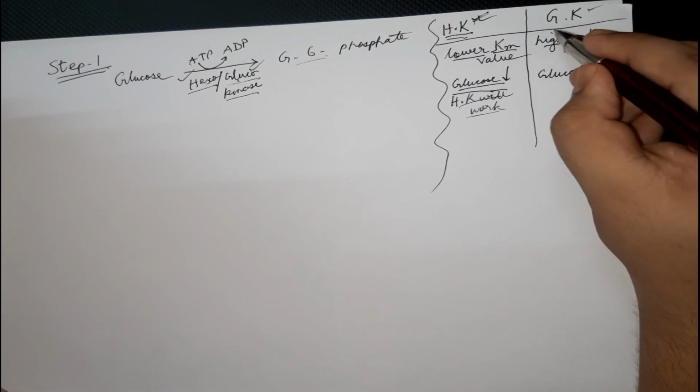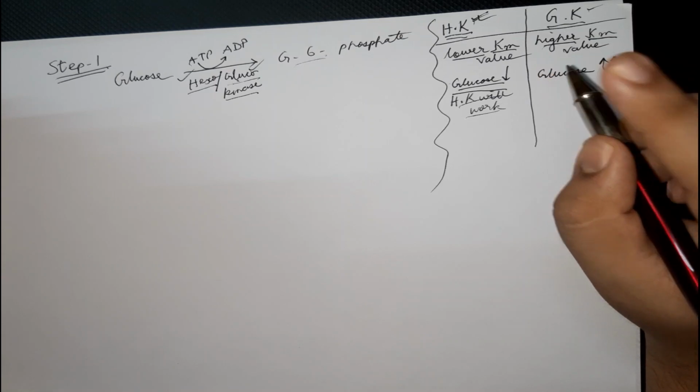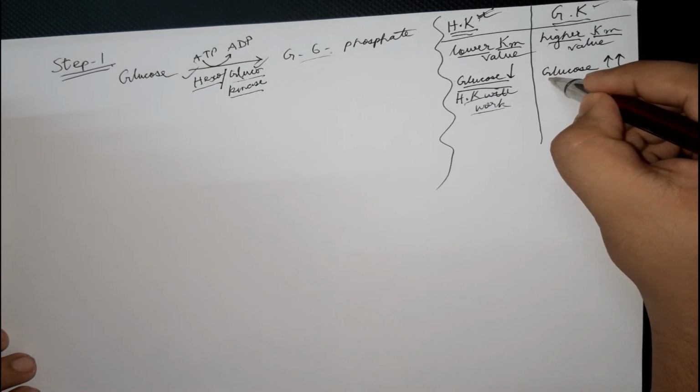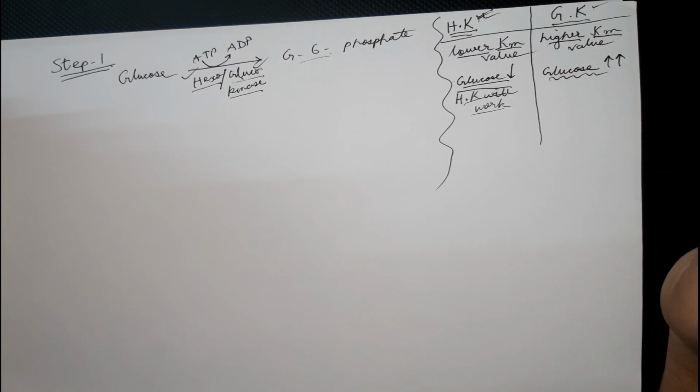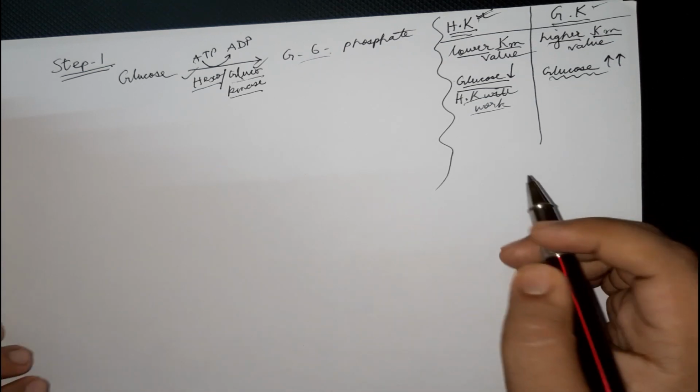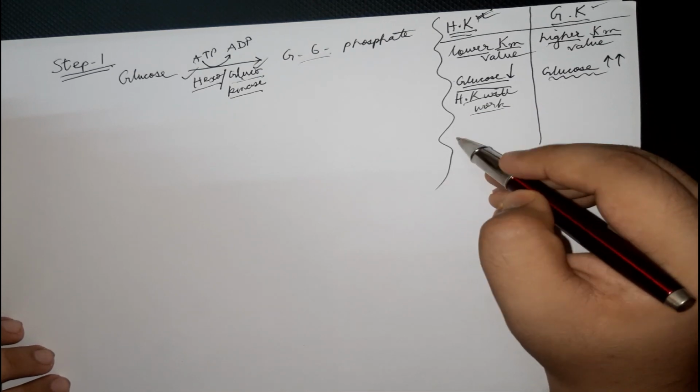So glucokinase is only induced when glucose concentration is very high in the blood. These are the primary differences between hexokinase and glucokinase. Now there are some other differences as well.